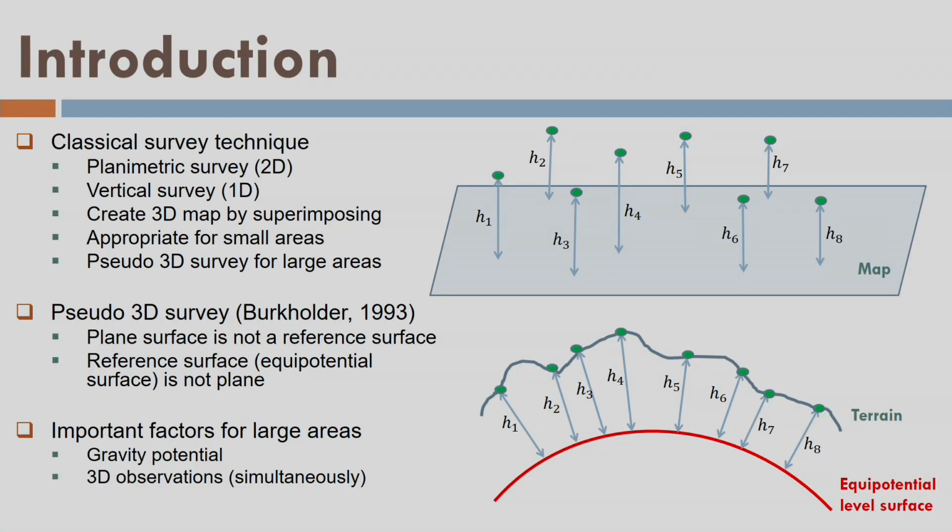Secondly, the reference surface, which is the equipotential surface, is not a plane. So, by assuming the heights h1 to h8, superimposing them on the flat map, I am indirectly committing two mistakes. First, I am assuming that the equipotential level surface, which is curved, is flat, and secondly, I am saying that the reference surface, which is not flat, is flat. Some kind of cyclic problem it is. So let us see what to do now.